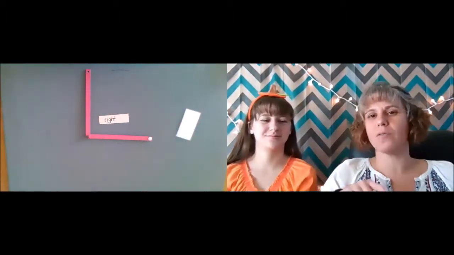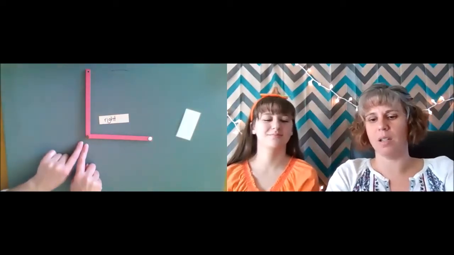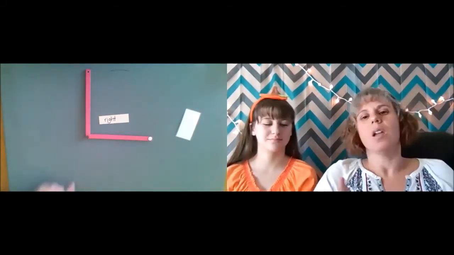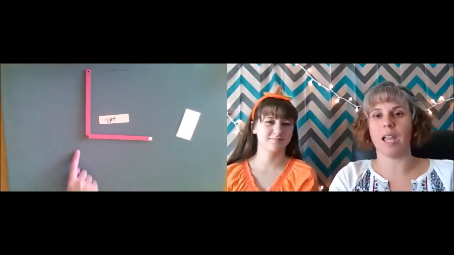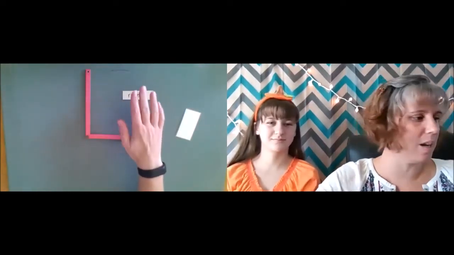A right angle is formed when you have a horizontal line meeting a vertical line. A right angle doesn't only happen when you have a horizontal and a vertical line. It's any angle that's 90 degrees. Our example here is a horizontal meeting a vertical, and that makes a right angle.